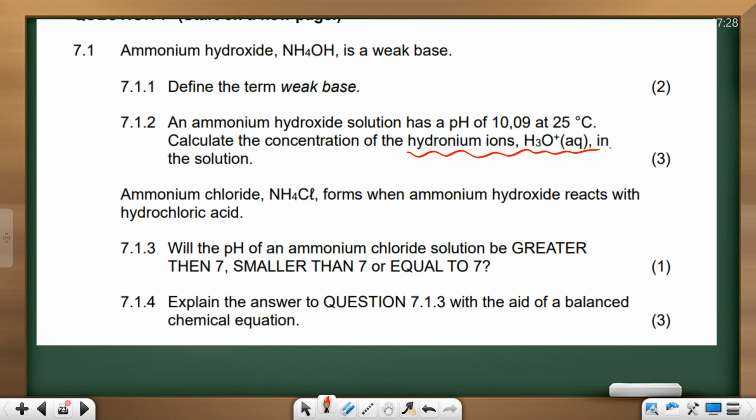What's the formula I gave you yesterday? Concentration of hydronium ions equals to what? 10 to the power negative what? pH. Examiner says hydronium ions. And what would this give us? 10 to the power negative what? 10,09. What's your answer? 8. 8,13 moles per.